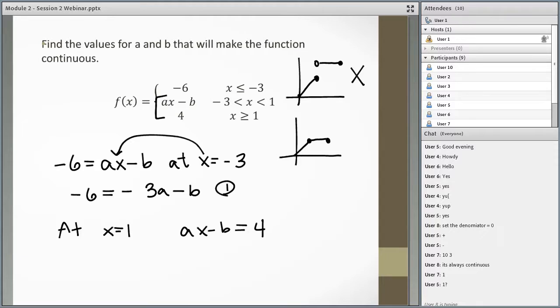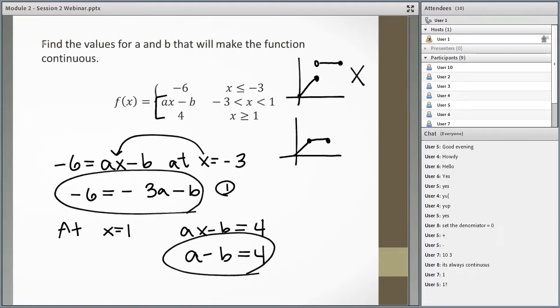And then we can do the same thing that we just did. We can plug in x equals 1. So I have a plus b, when I plug in 1 for x, equals 4. So now I have equation 1 and equation 2. So I have my two equations and two unknowns, and I can use a system to solve this. And we'll do that in just a minute. Are there any questions so far?